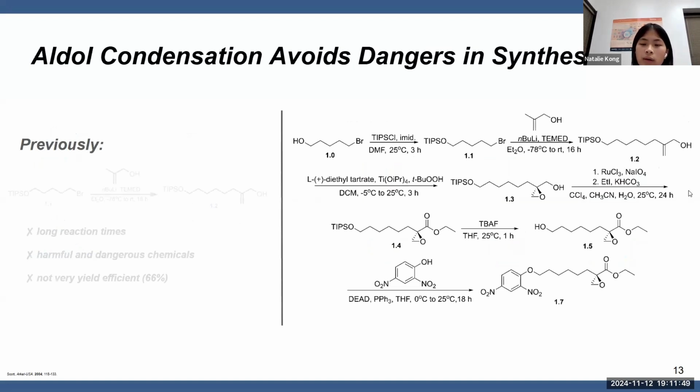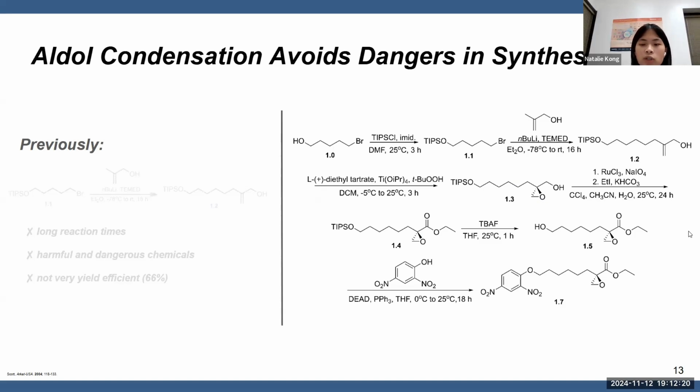In order to obtain these analogs, we decided to focus our synthesis efforts on this key intermediate, intermediate 1.5. In a previous synthesis in Arkivoc 2004, the 2,4-dinitrophenol analog, compound 1.7, was synthesized in a 6-step synthesis with approximately a 22% overall yield.